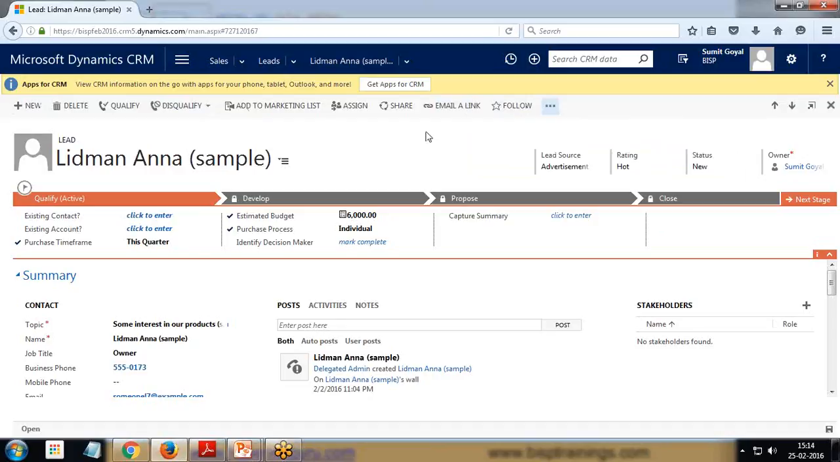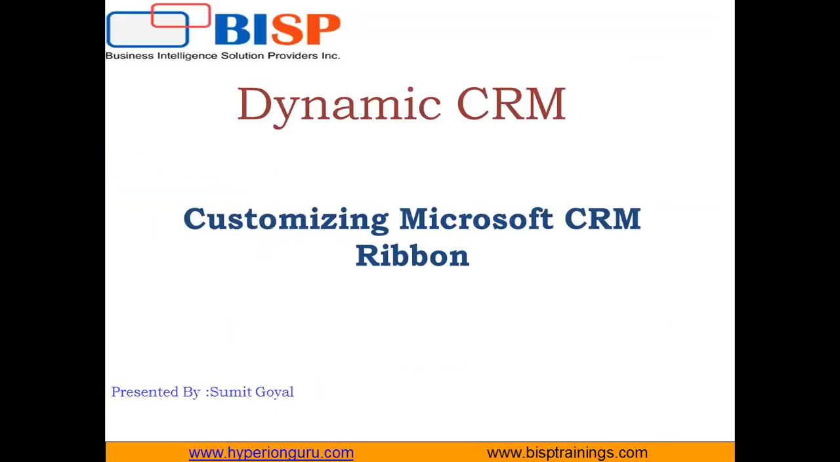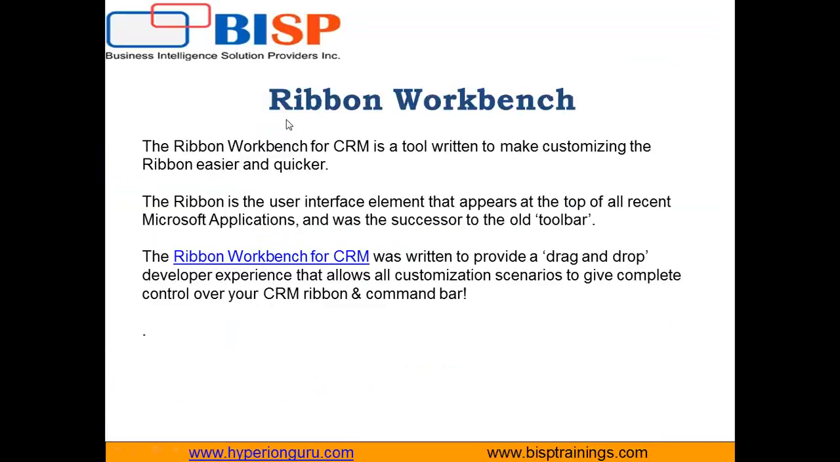So I have got a requirement from my client that my client wants to add a new button here, and when the user clicks on that button, it performs an action, whether it calls a JavaScript function or it opens an external website. To fulfill this requirement, I have decided that I will use the ribbon workbench tool.